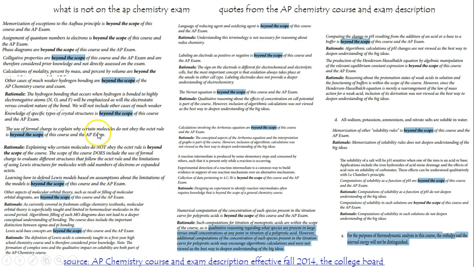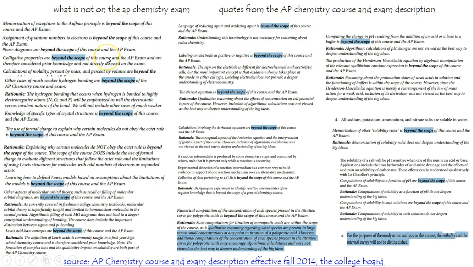Use of formal charge to explain why certain molecules do not obey the octet rule is beyond the scope. So if you're taking a look at these unusual exceptions to the octet rule and trying to understand them, you don't have to know the use of formal charge to explain them. That one's pretty picky. But how about something like phase diagrams are beyond the scope of the AP exam?